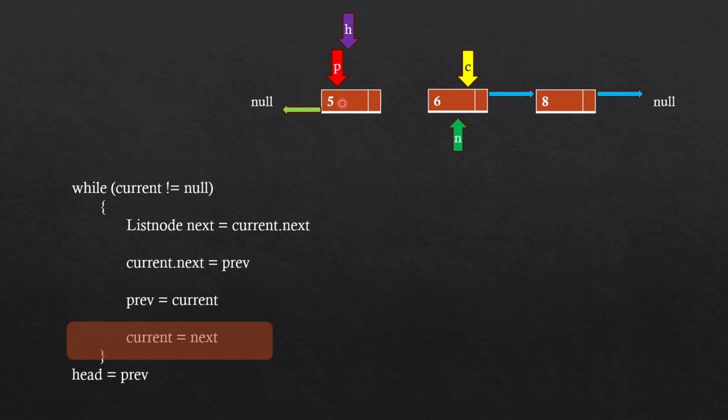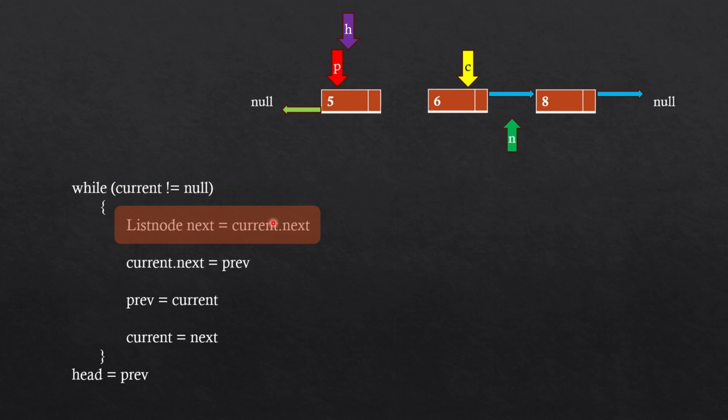It is pointing toward the null, and now we are again checking the condition while current is not equal to null. Yes, it is not equal to null, so we will update the next with the current's next. So current's next is 8, so we have updated our next with the current's next, right? And now we will point our current's next to the previous.